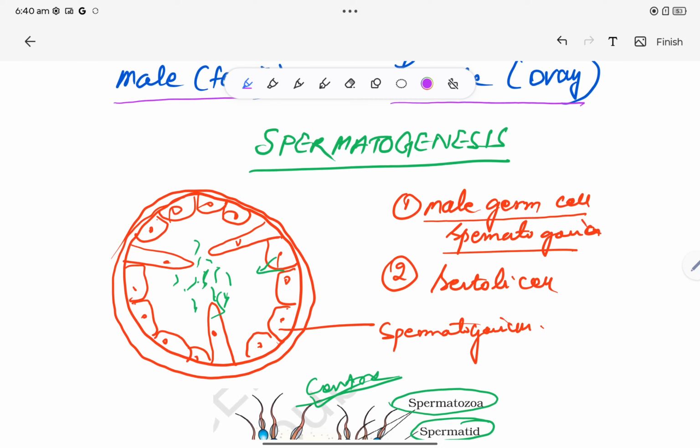If you recall, I have explained to you that inside the seminiferous tubule, two most important cells are present. What are those cells? Male germ cell or spermatogonia and Sertoli cell. So the male germ cell develops into sperm, and the Sertoli cell provides nourishment to the developing sperm. So already I have told about this.